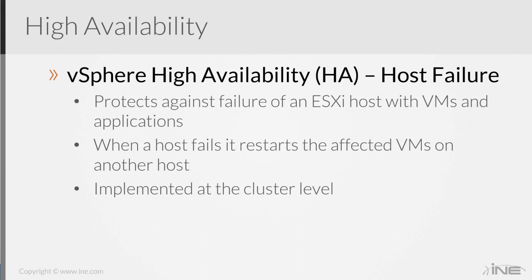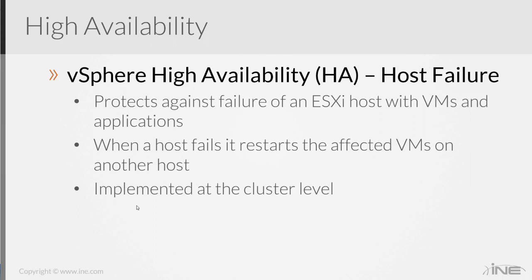HA is tightly integrated with DRS. So should a host with its VMs fail, it would restart those virtual machines on other hosts, whilst at the same time it would try to use DRS to balance the workload on those surviving hosts. HA also works to protect our virtual machines during a vMotion operation. So if our source host fails during migration, the virtual machines are automatically restarted.